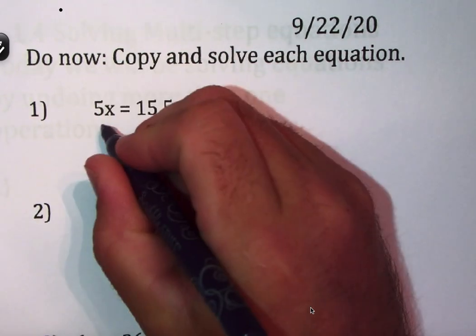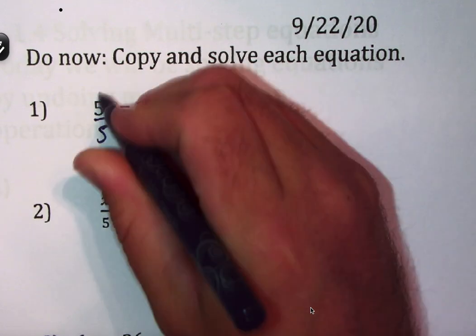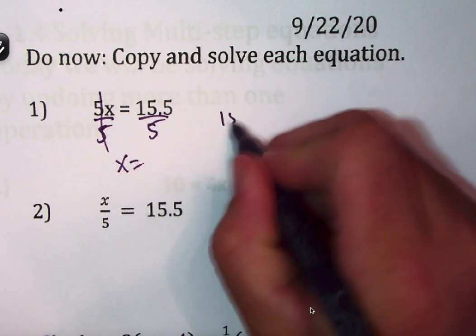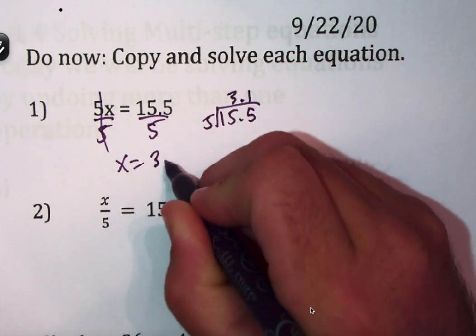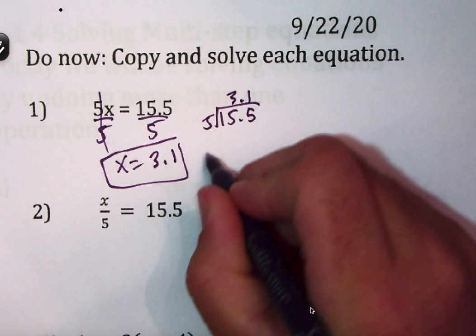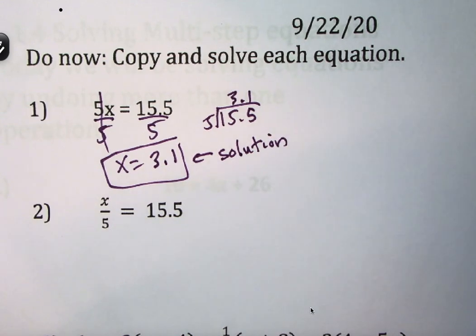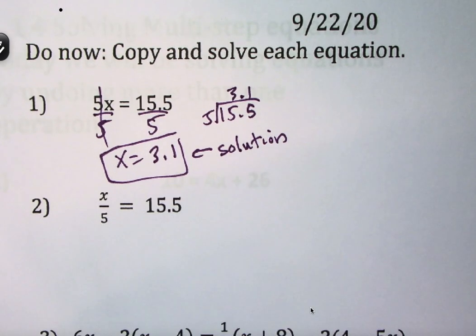So at this point, someone would have said divide both sides by 5. Right? And then 15.5 divided by 5 is 3.1. So we found our solution. We found the value that makes it true, 3.1. 5 times 3.1 is 15.5. All right, next one.